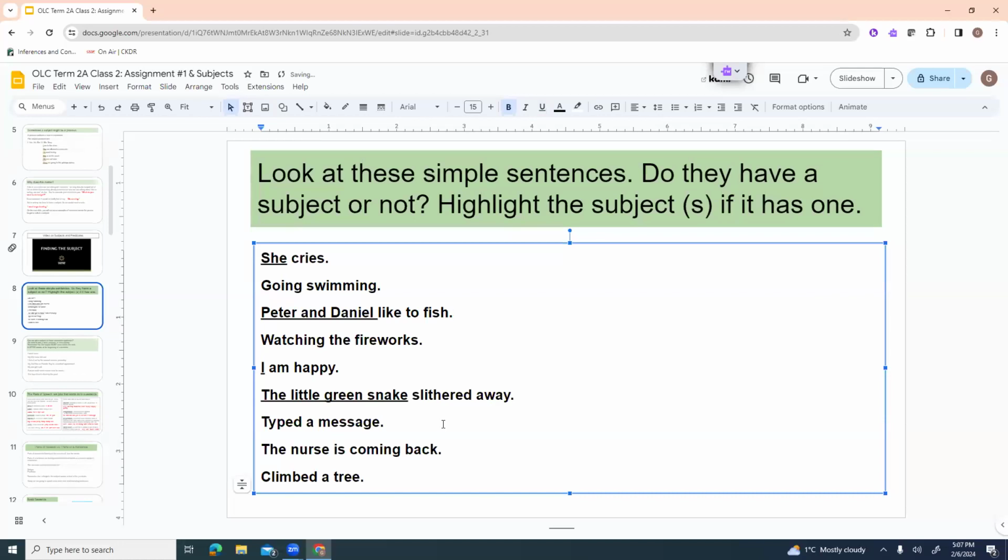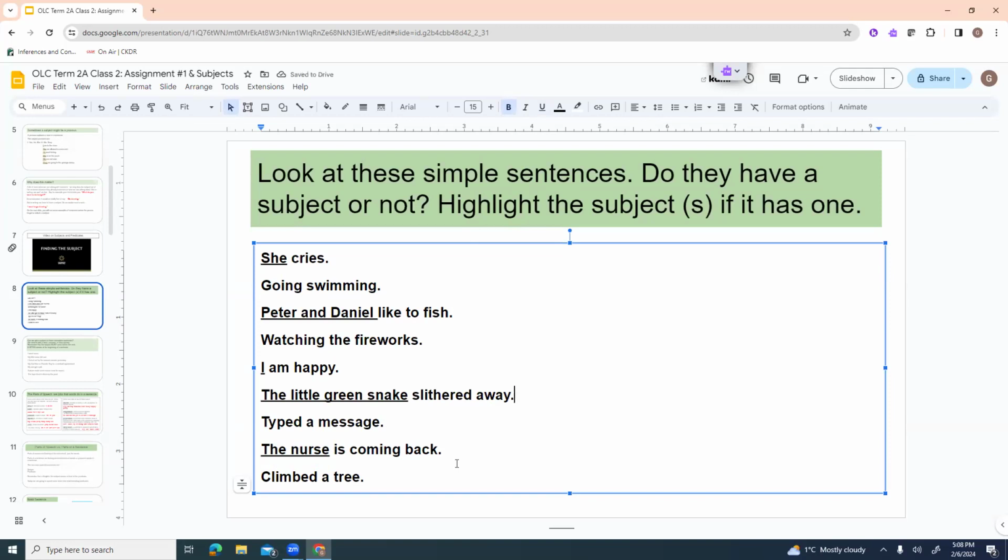Okay, typed a message. Well, we know what they're doing. They're typing, but do we know who or what is doing the typing? No, we really don't. So that one does not have a subject, which means it's an incomplete sentence. The nurse is coming back. So is coming, there's our verb. So what's our subject? Basically, nurse. So that's a complete sentence.